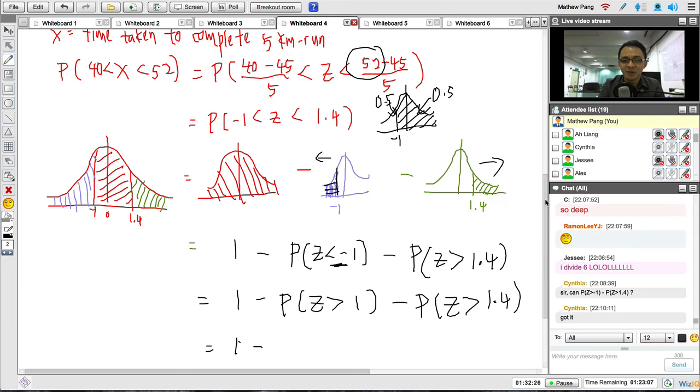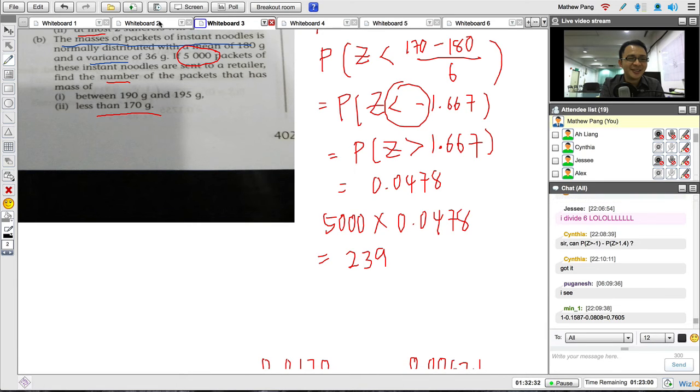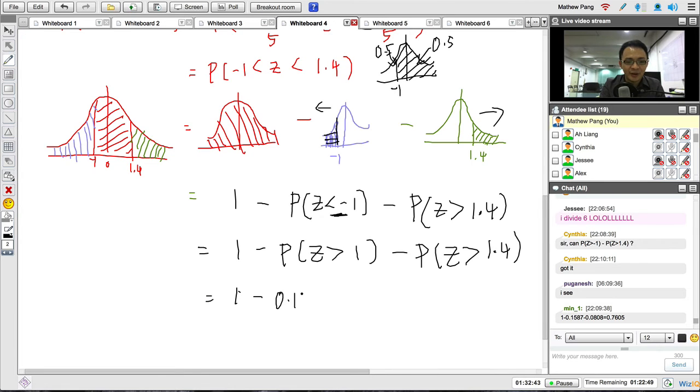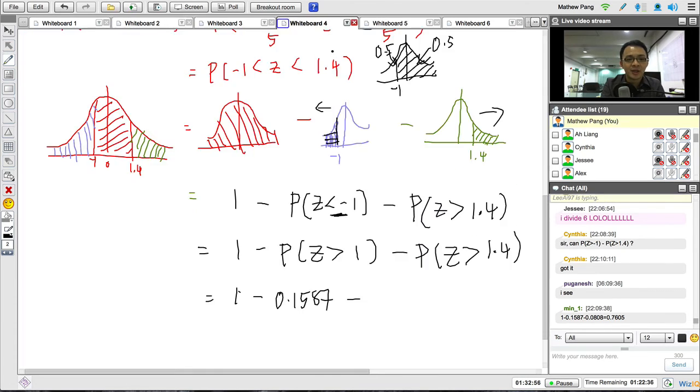Good. Now it's time to find the Z value table. Okay, bigger than 1. I think some students find for me already. Okay, just let me go through it. Okay, 1. Where is 1? This is 1, right? So is this value 0.1587. Alright. Okay, 1.4. Where's 1.4? Let me check. 1.4 is here, so is this value, 1.40, 0.0808. Alright.